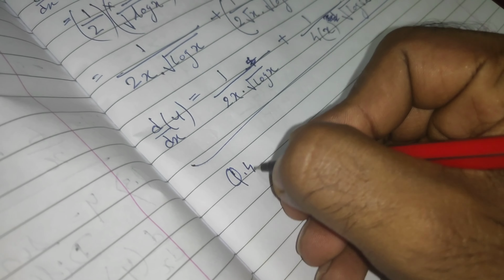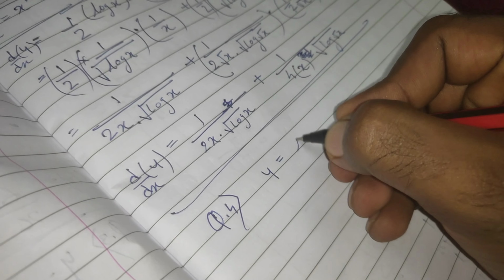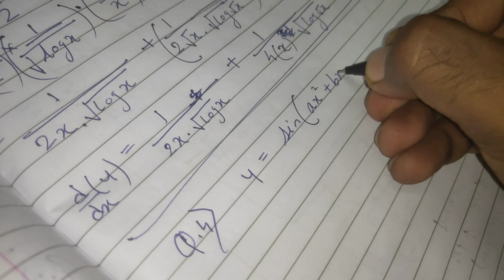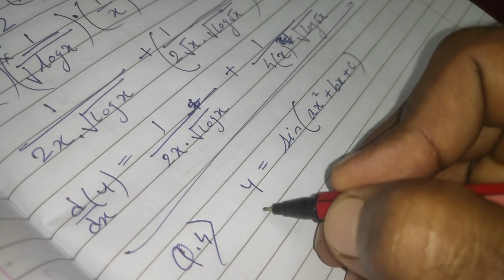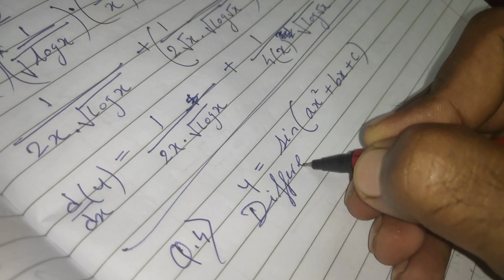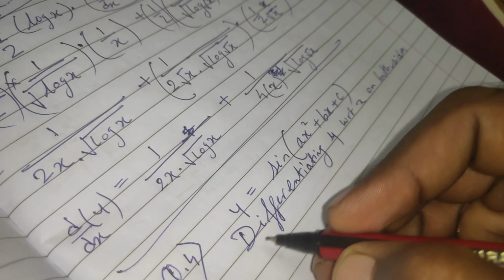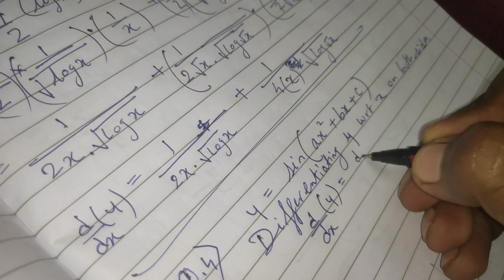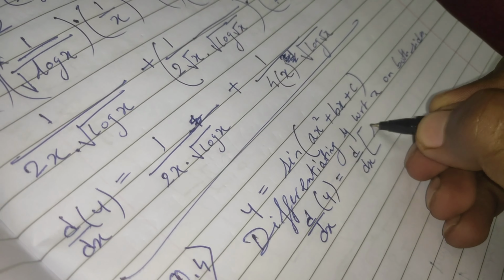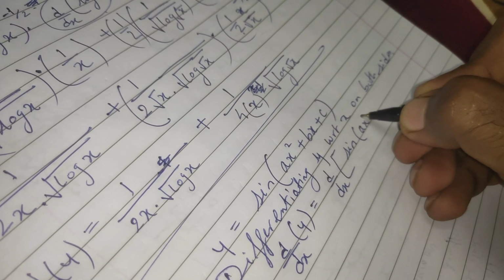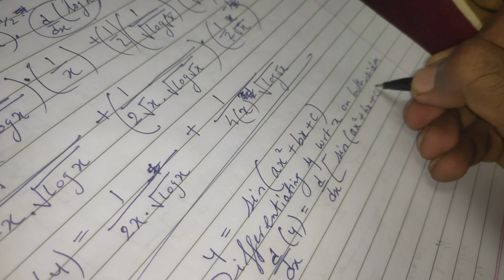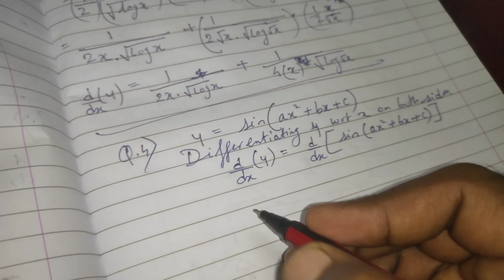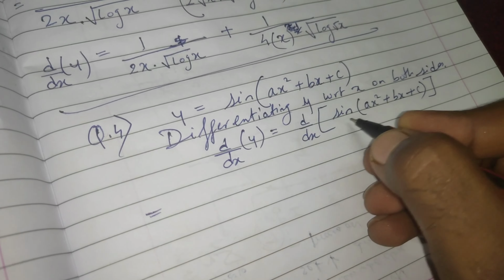Okay, so next question, y equal to sine bracket ax square plus bx plus c. So again differentiating y with respect to x on both sides, d by dx of y equal to d by dx of sine ax square plus bx plus c. Okay, put the brackets again to avoid the confusions. Okay, so derivative of this is equal to, so derivative of sine x we have the basic formula, it is cos x, right?